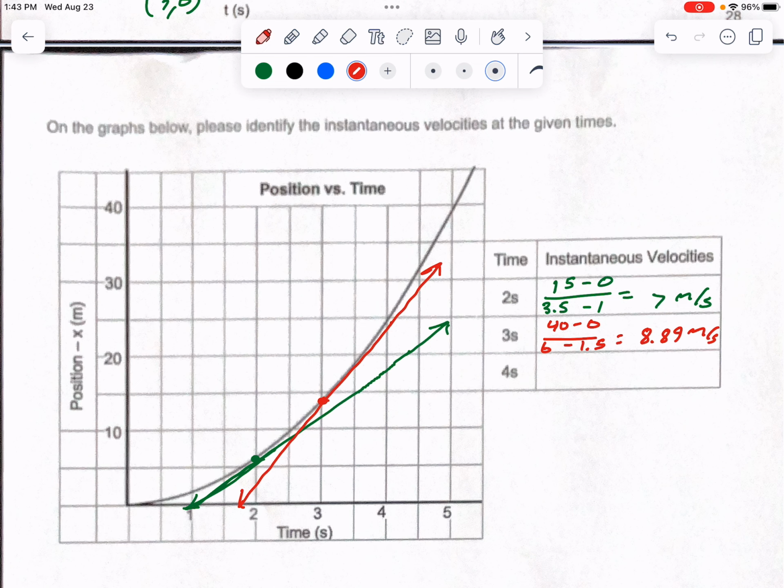But the main thing I'm looking for is, on this graph, we know that we are speeding up as we are going up. So your velocity should be showing me that. So at 2 seconds, we had 7 meters per second. At 3 seconds, now I have 8.89. Okay, so you're showing me that it is speeding up. That's what we're looking for. Okay, and we'll do the 4 second one. So what I would do is I would figure out what is the velocity at that point. So I'd draw a tangent line that bumps up right there.